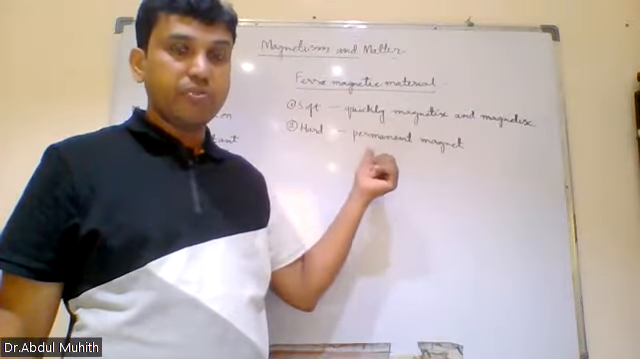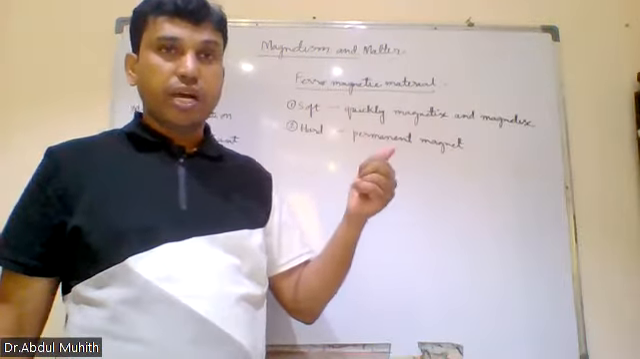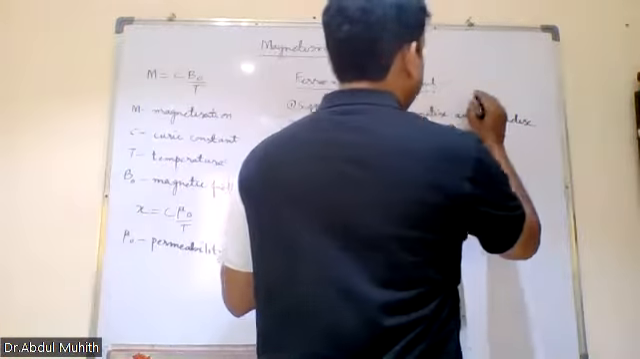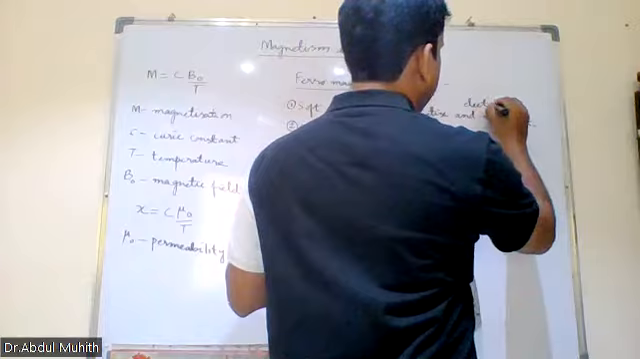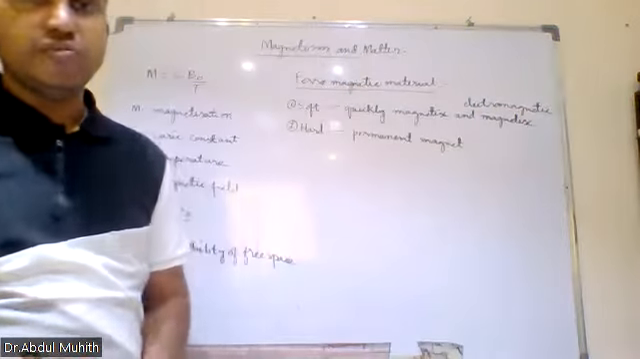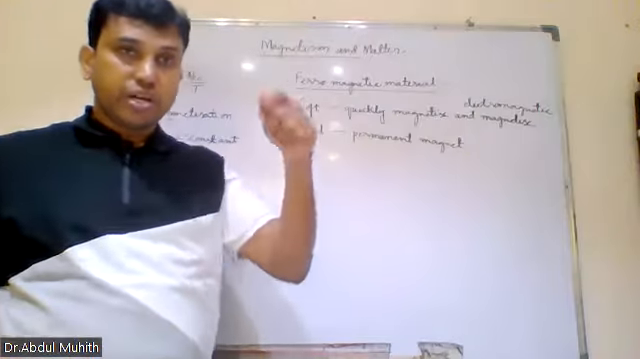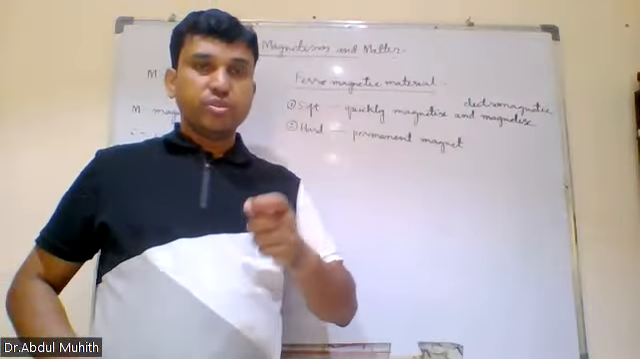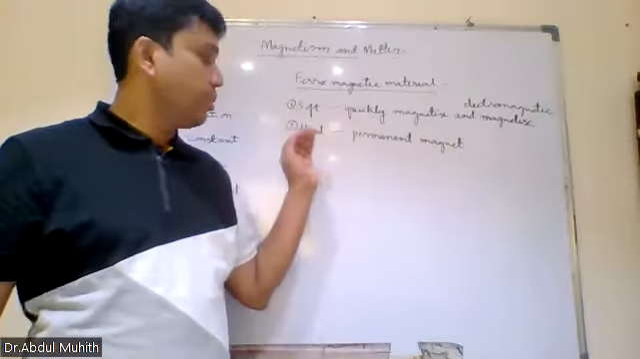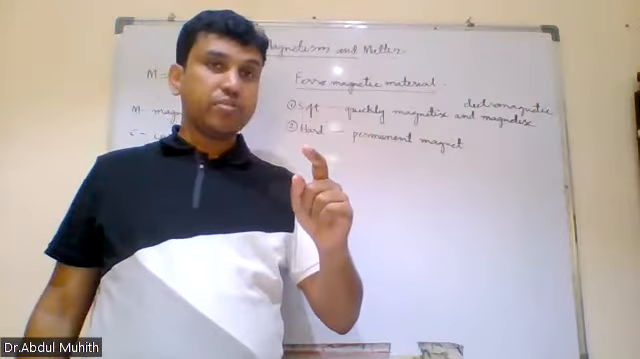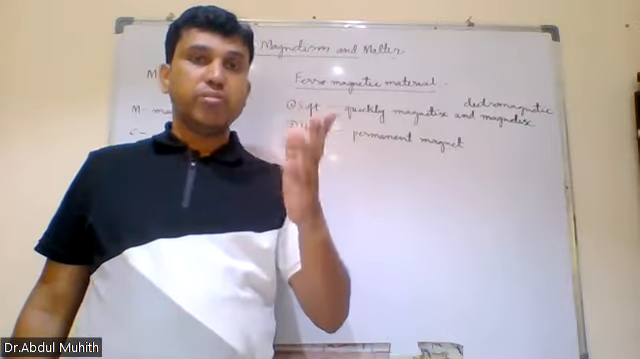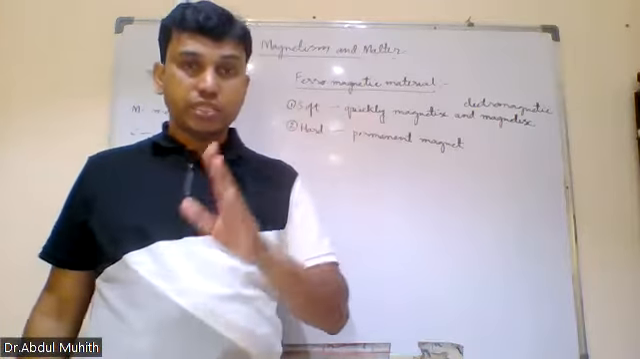Hard magnetic material is used for permanent magnets, and for electromagnets we use soft magnetic material. In toys we need hard magnetic material, because children hit the toys on the floor, and they should not lose their magnetism. For that purpose, we use hard magnetic material. Hard magnetic material for permanent magnets, soft magnetic material for quickly magnetizing and demagnetizing. The best example is an electromagnet. Is that clear, all of you?